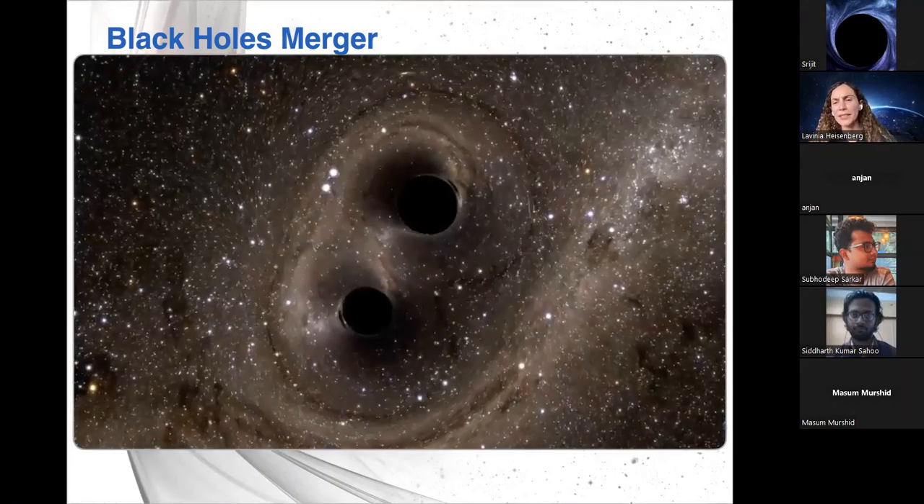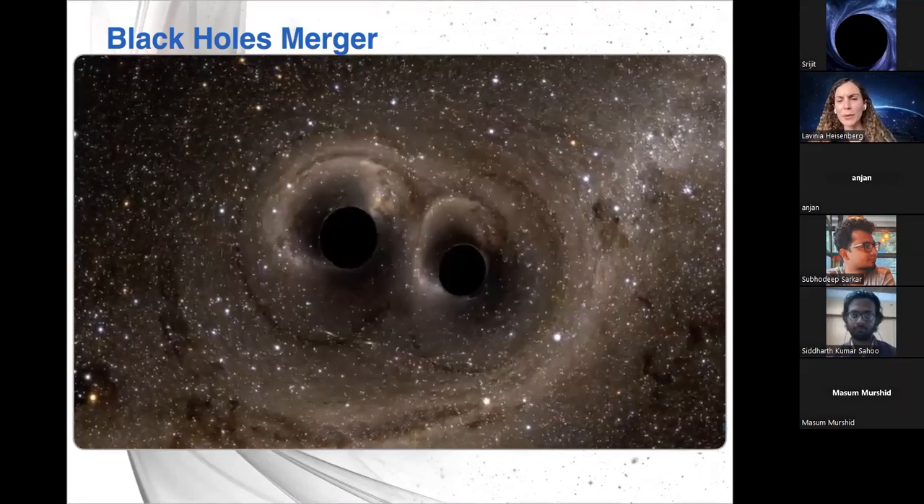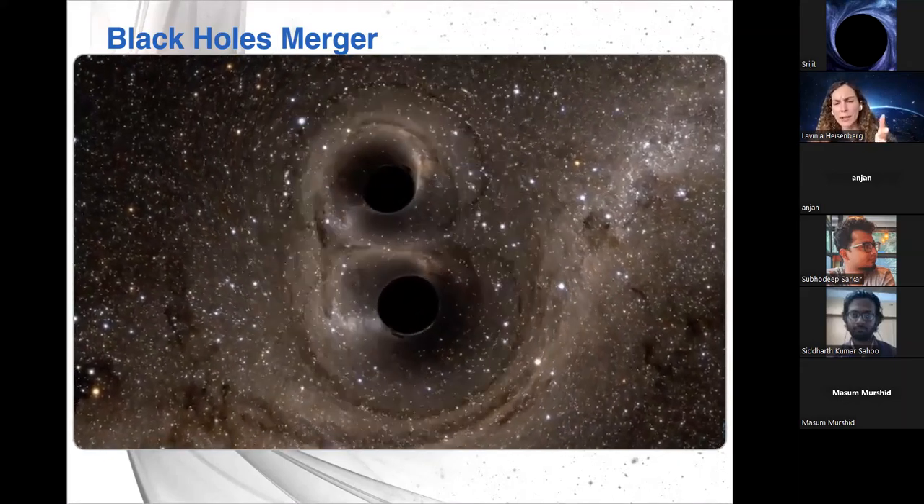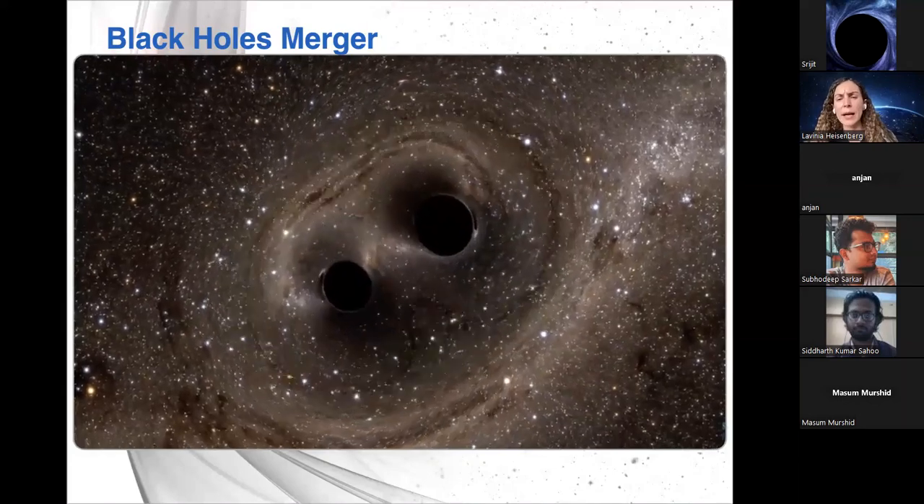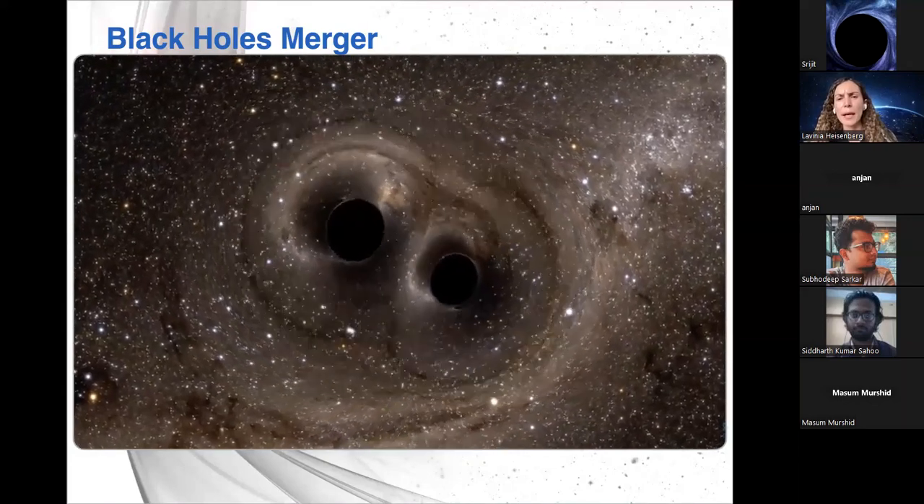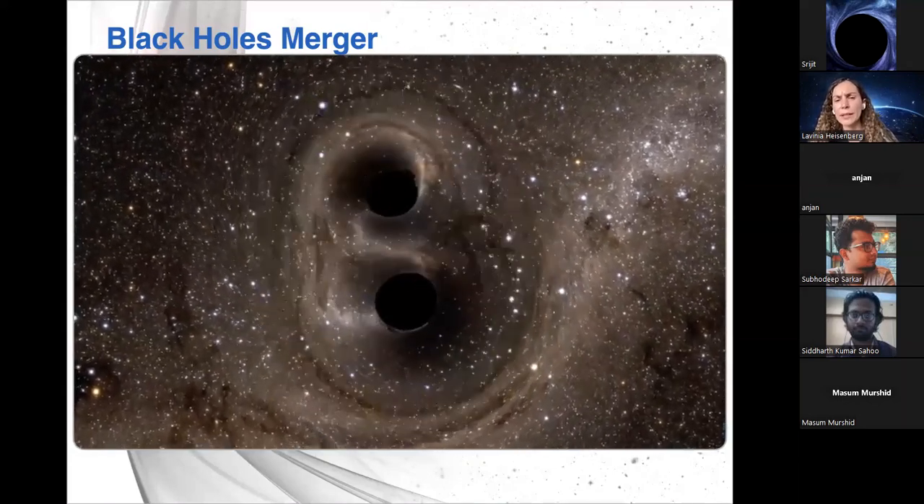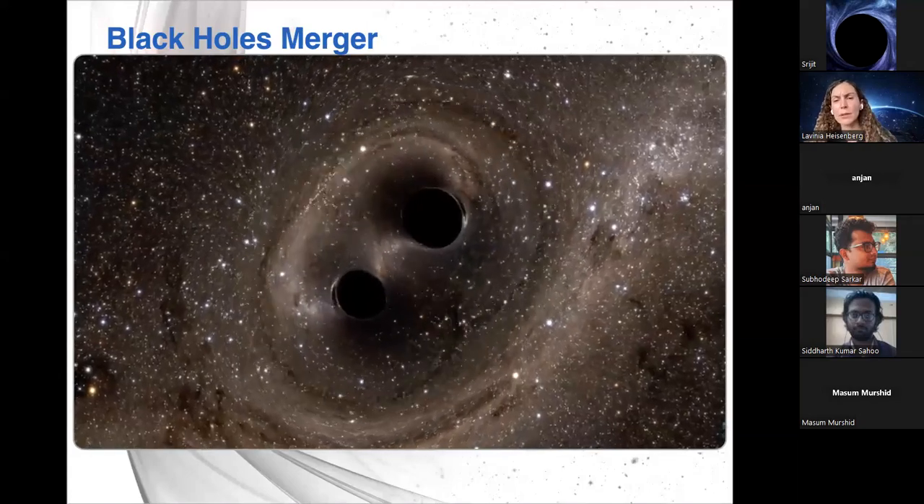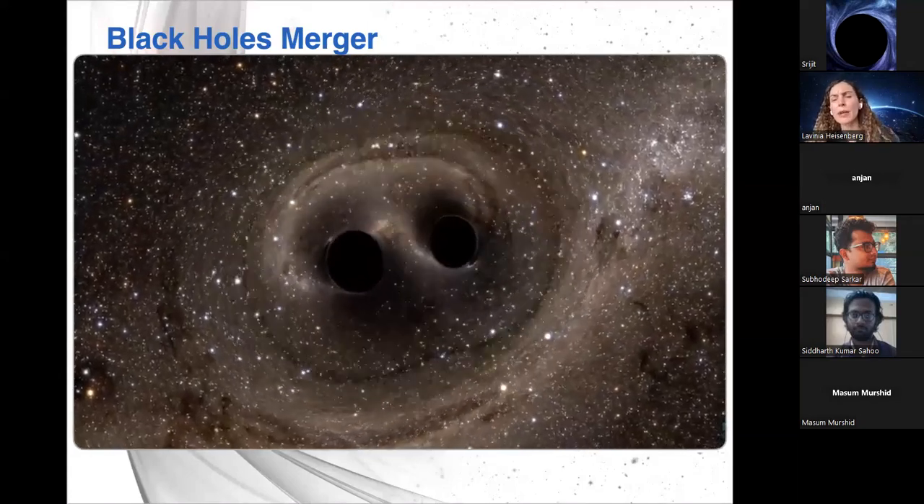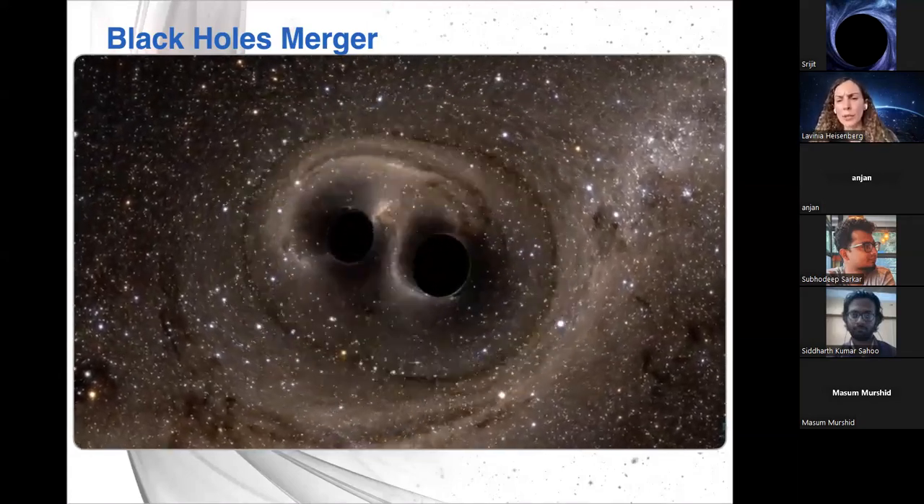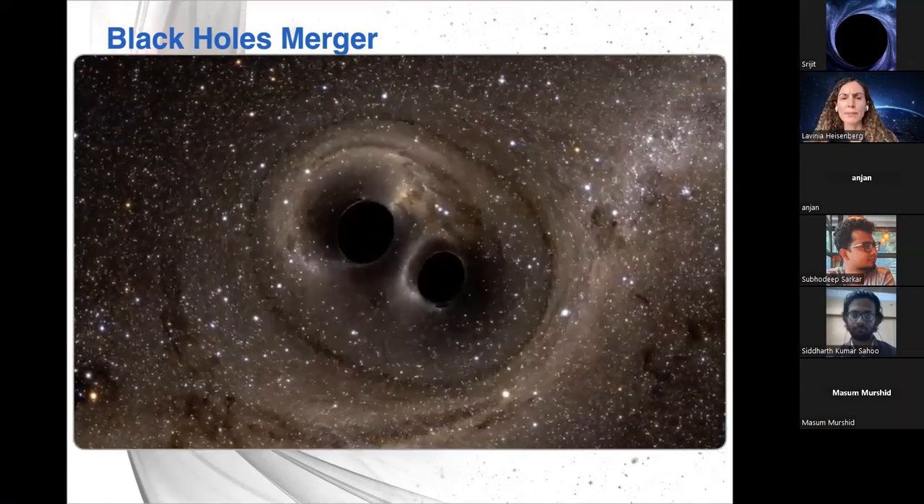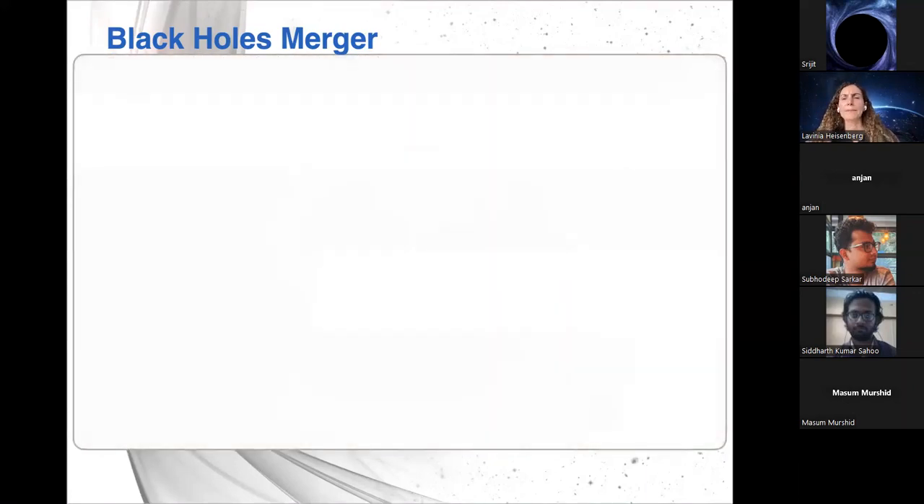Okay, so here are the two black holes merging together. And as you can see, it's highly non-spherical and highly dynamical. And due to those two effects, we are able to emit gravitational waves, and we have the hope to actually measure these gravitational waves.